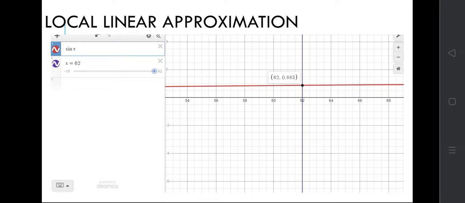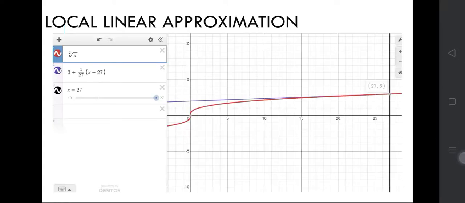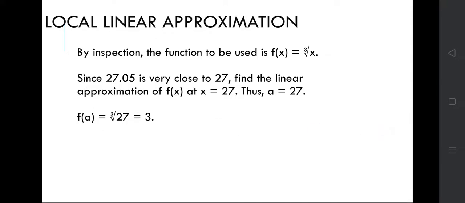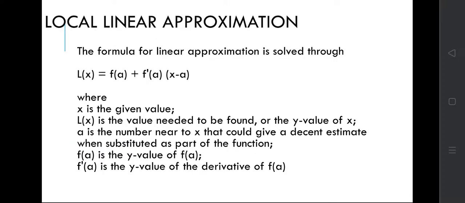Take note that in trigonometry, we should be particular in converting degrees into radians or radians into degrees if needed. And take note of the formula: L of x is equal to f of a plus f prime of a multiplied by x minus a. That is the main thing we need in local linear approximation. The main thing is the formula. Find f of a and the derivative of f of x, and we are ready to linearize.